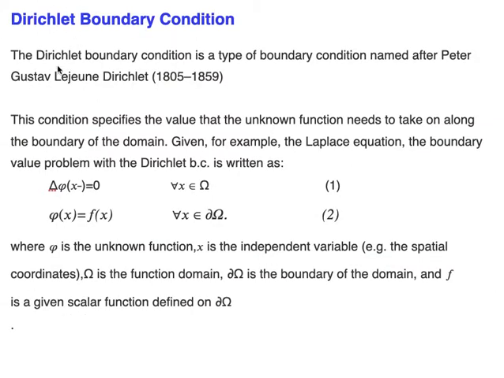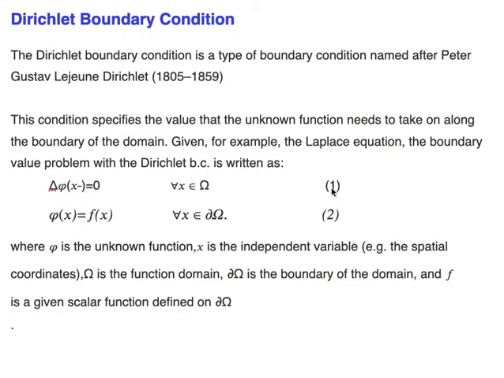So the Dirichlet boundary condition is a type of boundary condition named after Peter Gustav Lejeune Dirichlet, 1805 to 1859. This condition specifies the value that the unknown function needs to take on along the boundary of the domain. For example, for the Laplace equation, the boundary value problem with the Dirichlet boundary condition is written as delta phi of x equal to zero in omega.